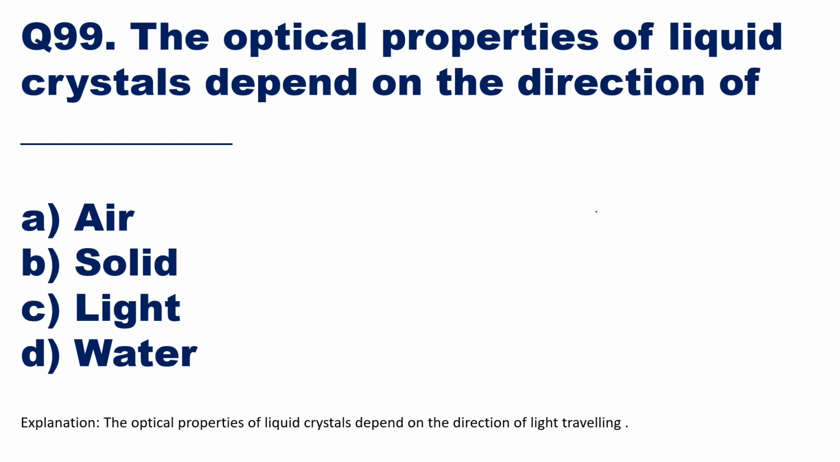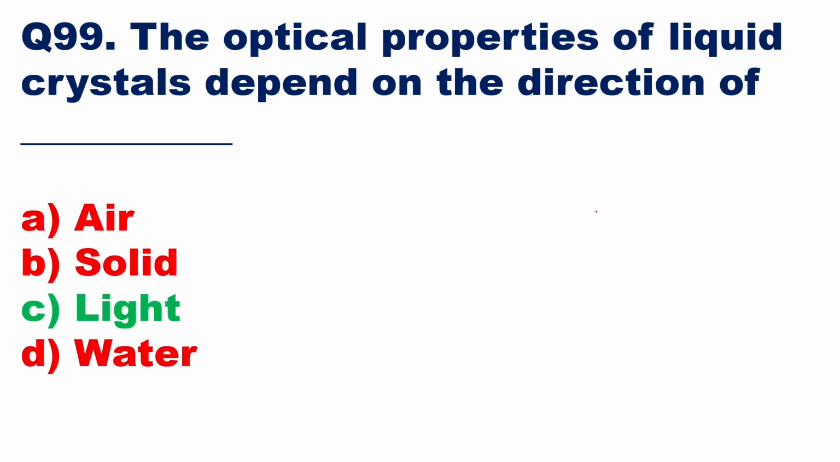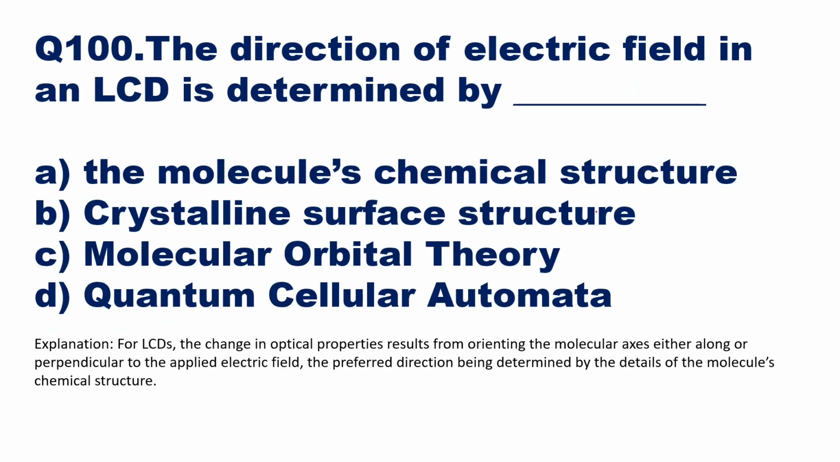Then we'll go to the next question. The optical properties of liquid crystals depend on the direction of what? Options are air, solid, light, and water. The optical properties of liquid crystals depend on the direction of light traveling. So option C, light, will be the right answer. Then we'll do the next question, question number 100.